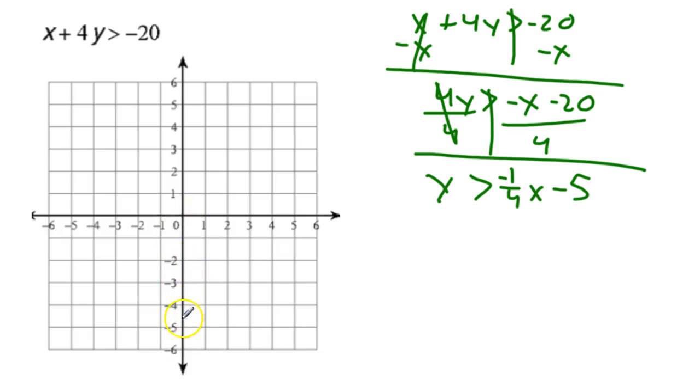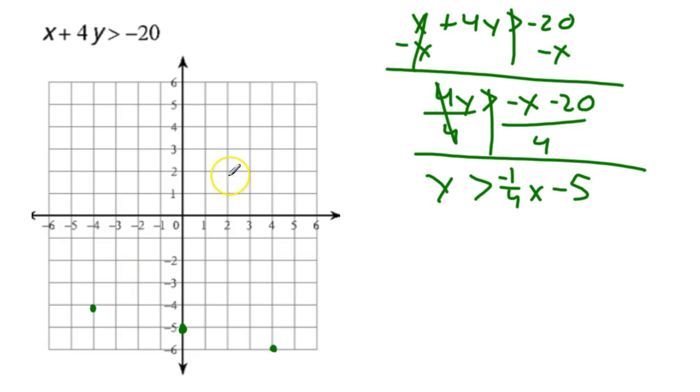When I graph this, I go down to minus 5. 1, 2, 3, 4, 5. That's the y-intercept. And the slope is negative 1 over 4. So I go down 1 and to the right 4. I can also do the opposite: up 1 to the left 4.